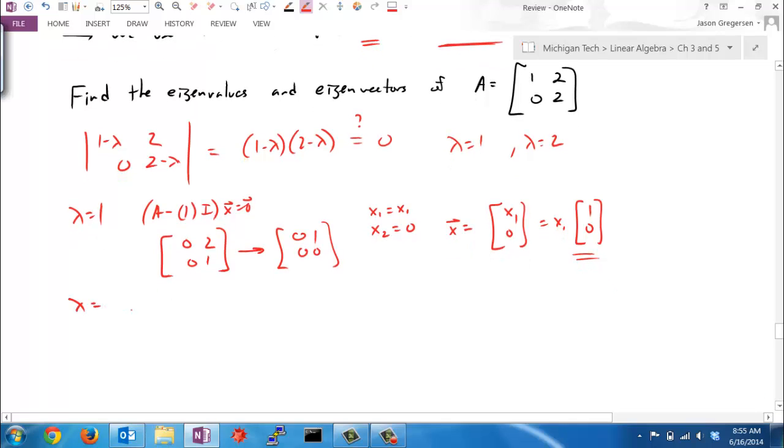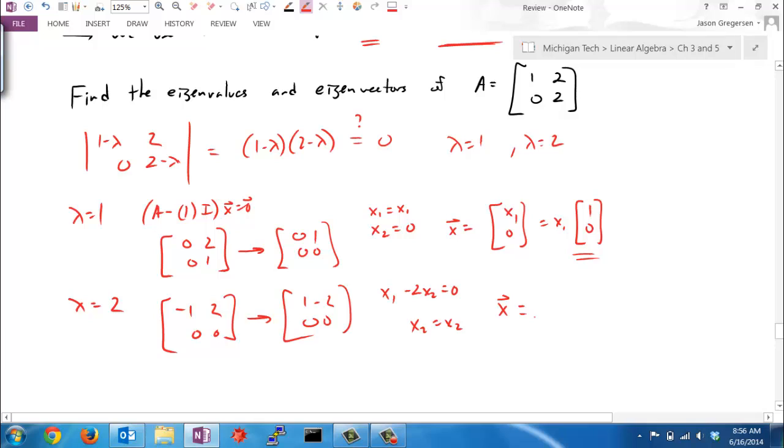(1, 0) is a basis for this eigenspace. And I plug in the next one, lambda equals 2. This gives me the system negative 1, 2, 0, 0. I can row reduce that if I want. It's going to be 1, negative 2. Gives me the equations x1 minus 2x2 equals 0 and x2 equals x2. So my solutions in this case turn out to be 2x2 and x2, or any multiple of (2, 1).